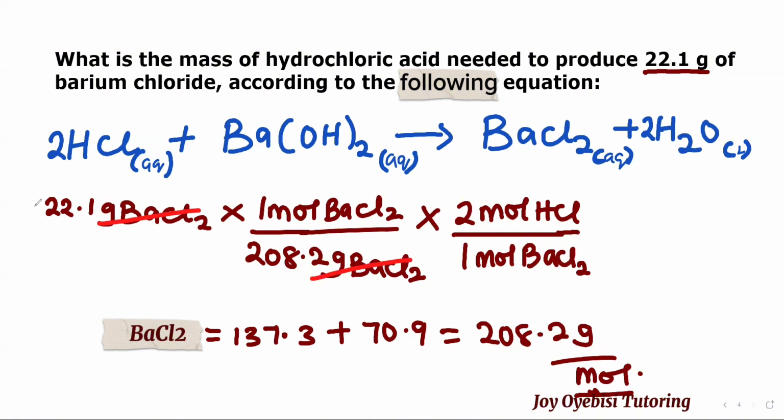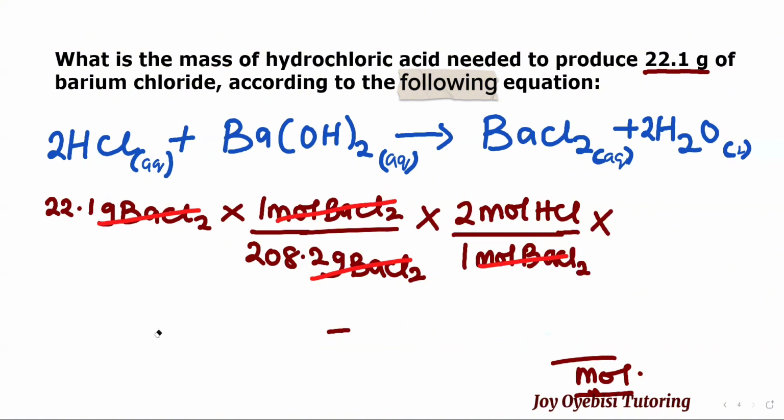The final step would be to convert the mole HCl to the grams of HCl. The question again is mass. Mass is in grams, okay? So how do we go from mole to grams? You also need the molar mass of HCl.